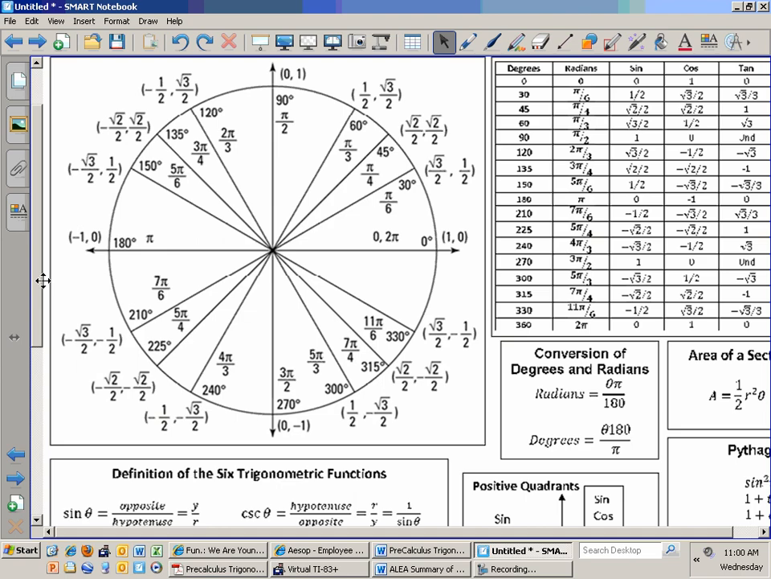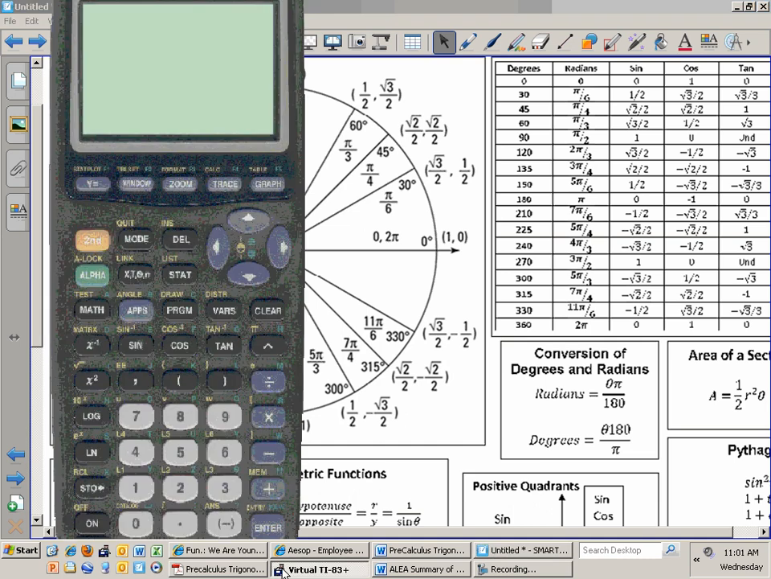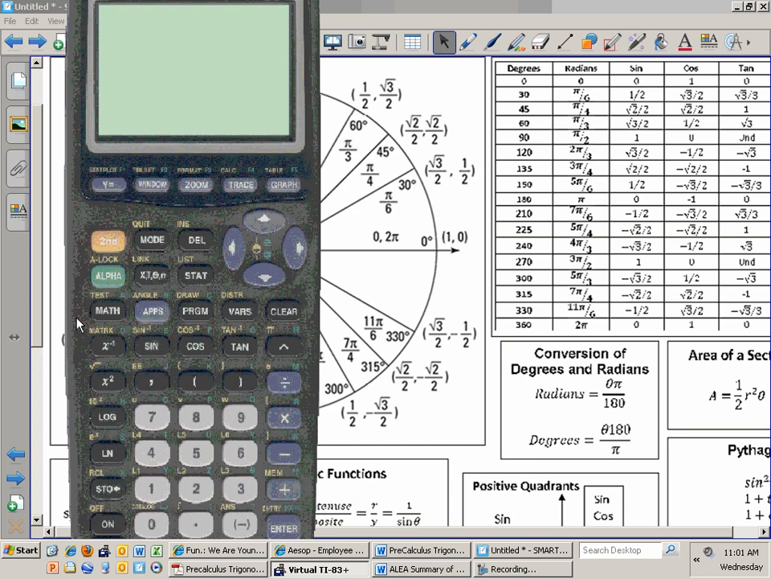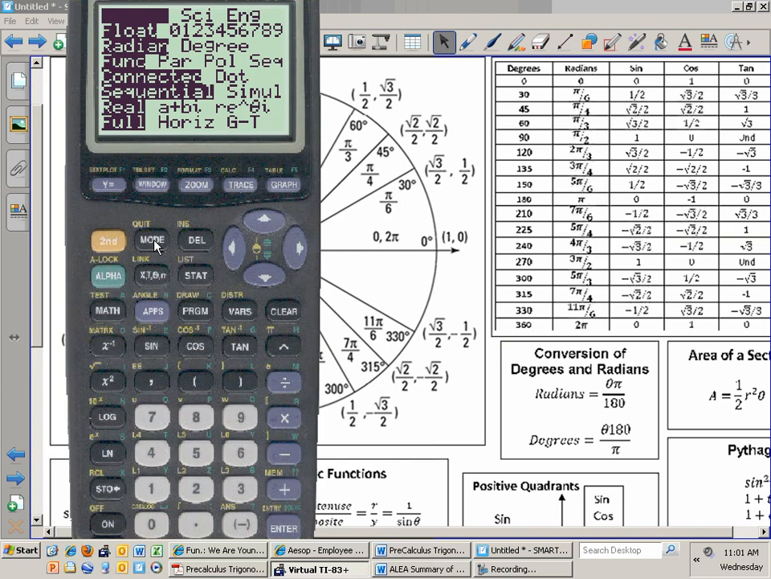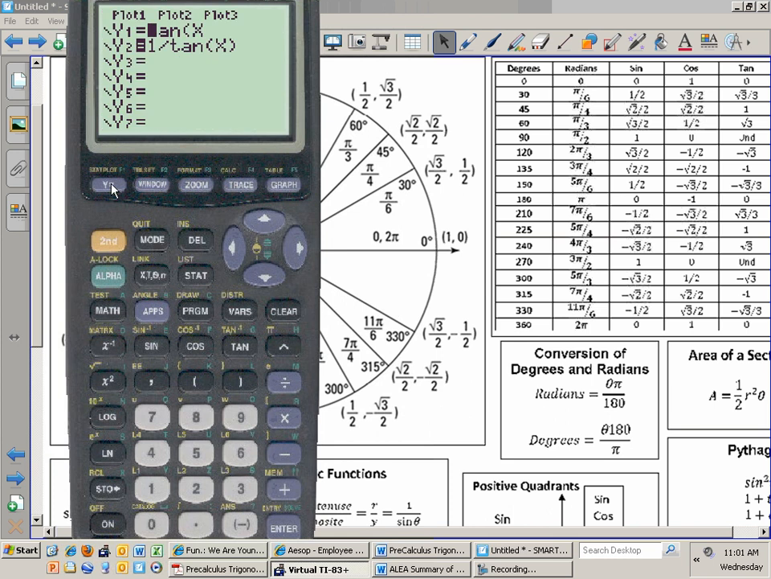Well, then we get up to 90 degrees or pi over 2, and you have a terminal point of 0, 1. If you take 1 and divide it by 0, what do you get? Undefined. You can't divide by 0. So let's look at our calculator and see what happens as we get close to there. In fact, let's first go to mode, and let's make sure we're all working in radians. And then if we go into y equals, let's type in tangent of x.